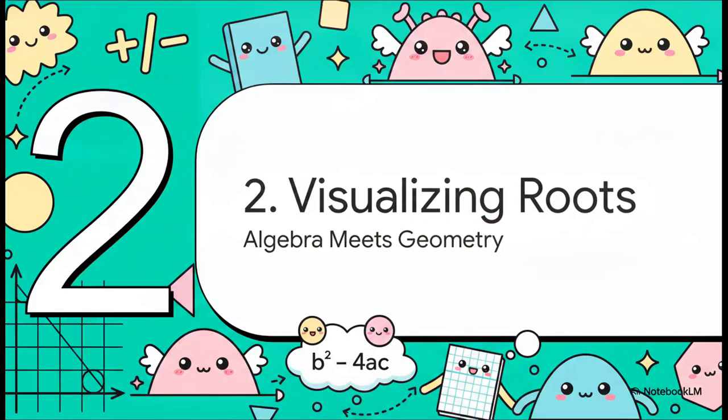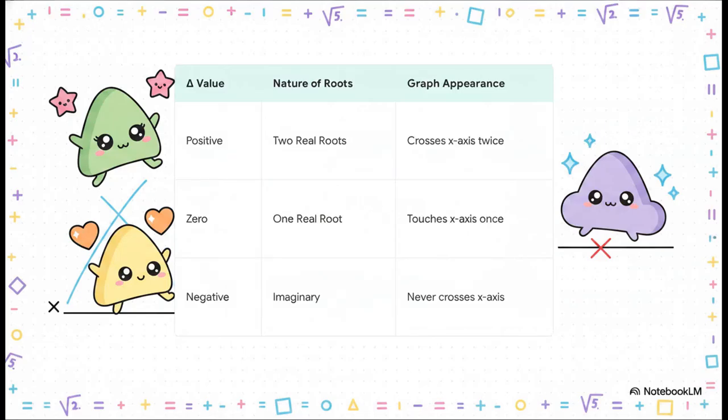Section 2. Visualizing the roots. Let's see how this tiny formula builds a direct bridge between abstract algebra and the actual physical shapes we see on a graph. The crucial point here is that just by checking if delta is positive, 0, or negative, we know exactly how our parabola behaves in the physical world. If your discriminant is greater than 0, boom, you have two distinct real roots. That means your parabola decisively crosses the x-axis twice.